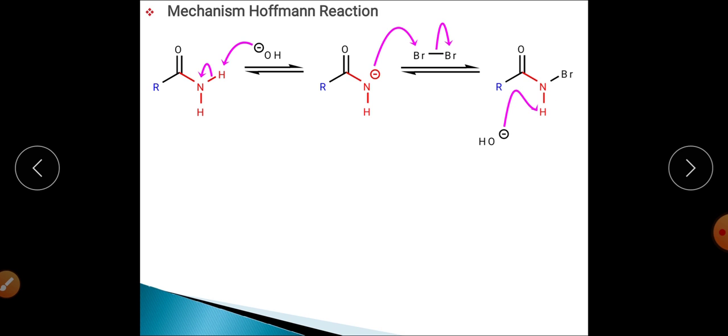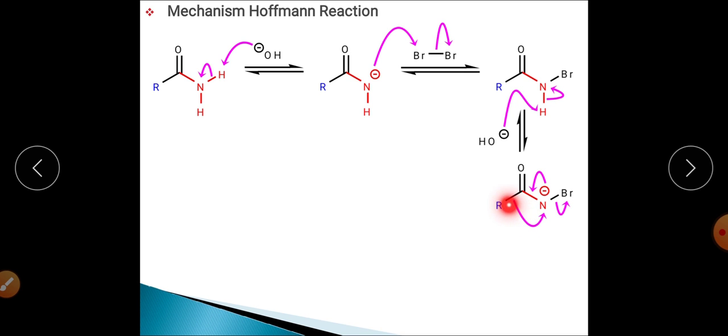Now the second OH negative will attack the second proton on this nitrogen, because now the nitrogen is attached to this carbonyl carbon and this bromine. So it will attack this proton, and again it will get converted into N negative. Now there will be a rearrangement reaction.